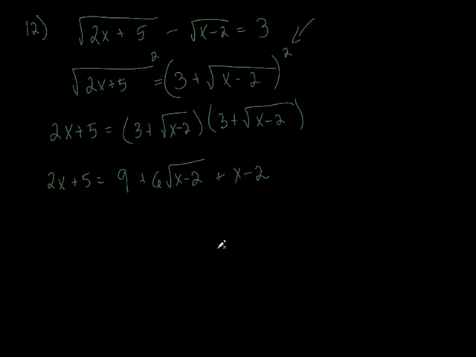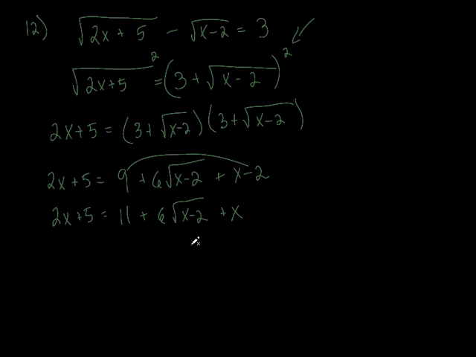Okay, now there's a lot more to this problem, but I think as far as difficulty level, that was the highest on the difficulty level of this problem. All right, so let's keep going. 2x plus 5, there's really nothing we can do with that, but we can add some things over here, can't we? 9 minus 2 is 11, plus 6 square root of x minus 2 plus x. That's all I did right there, was just add the 9 and the negative 2.